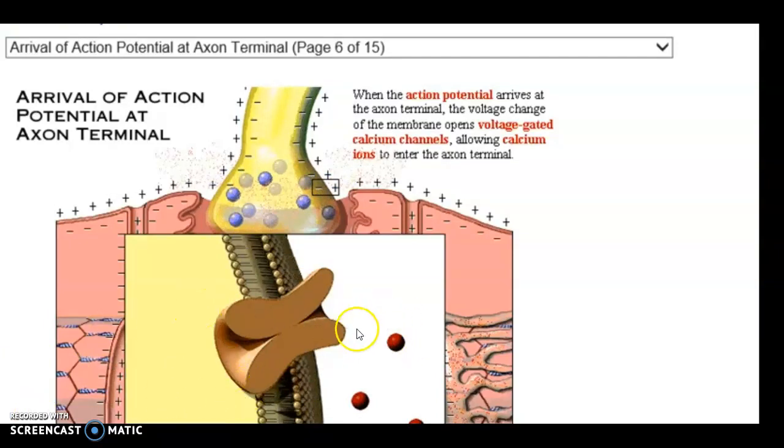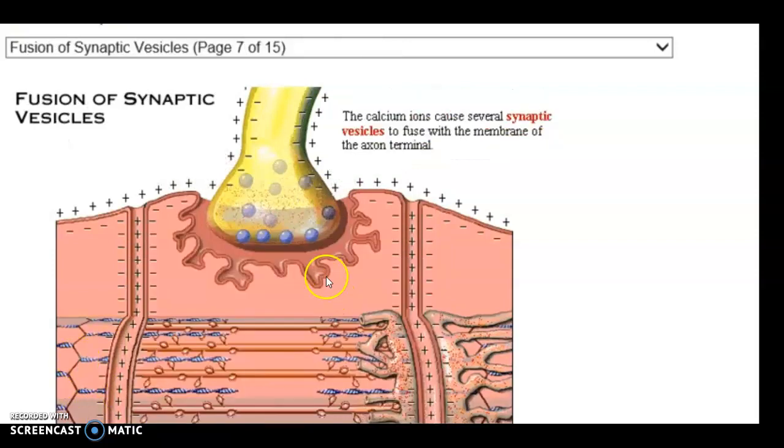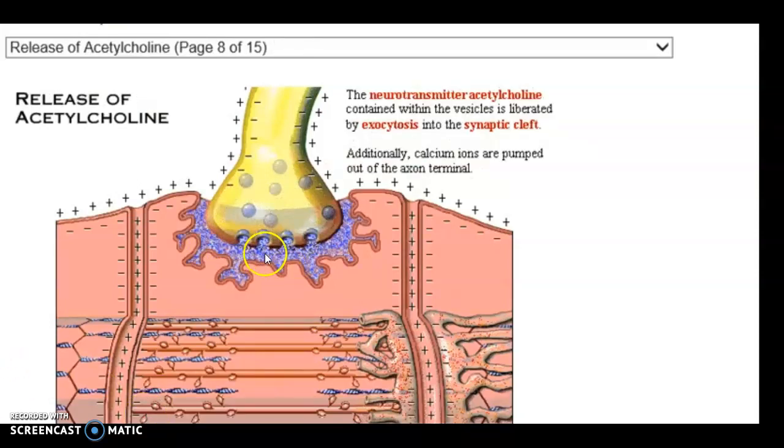Okay, so we saw this calcium rushing in and triggering all the events that I've been talking about. And of course that causes the membranes of the vesicles to fuse with the membrane of the axon bulb here, and then causes us to release our neurotransmitter into our synaptic cleft. Here we see our neurotransmitter having been released through exocytosis to the synaptic cleft.